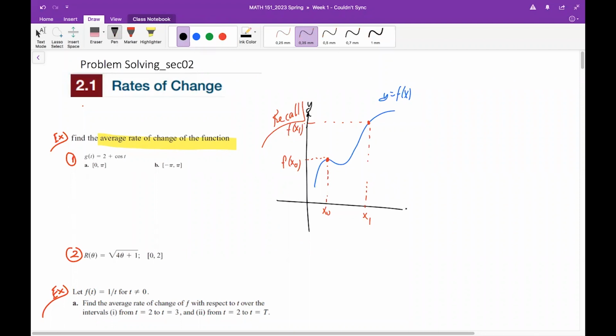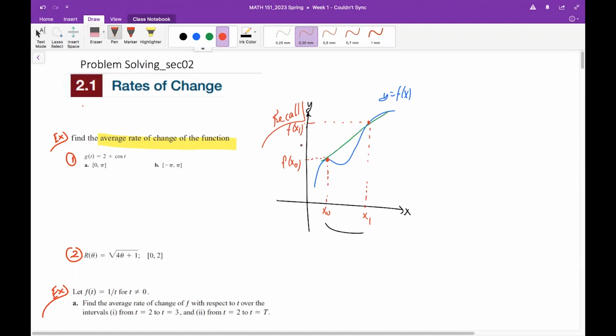This is y-axis, this is x-axis. Now, how do we compute the average rate of change of a given function over a given interval? Do you remember how we do that? Okay, before remembering this, let me lead you some geometric discussion. Let's connect these 2 points by a line, okay? So we can connect these 2 points with this line, right?